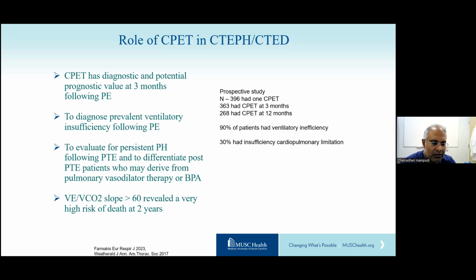Now, just a quick note, the vasodilator therapy that is commonly used for patients with chronic thromboembolic pulmonary hypertension is riociguat. If they're not surgical candidates, the same treatment, riociguat, is used.